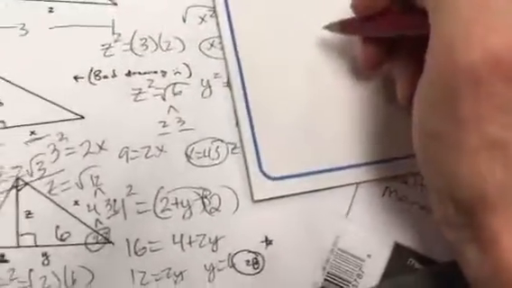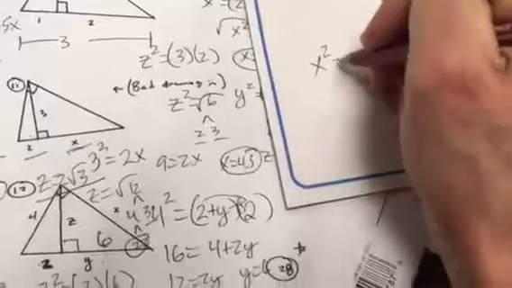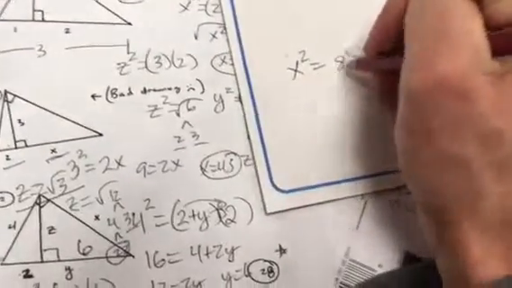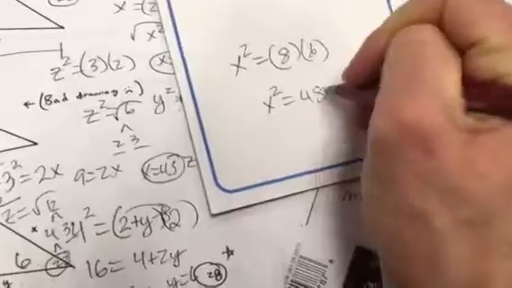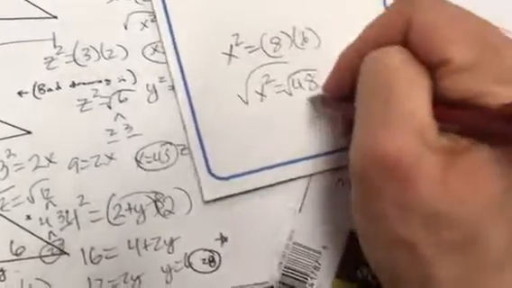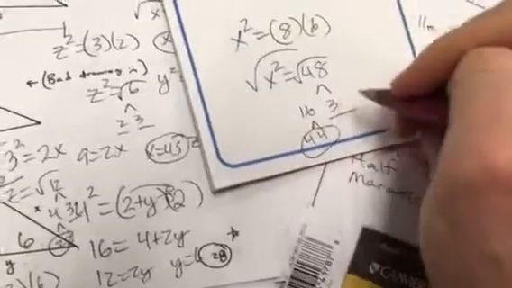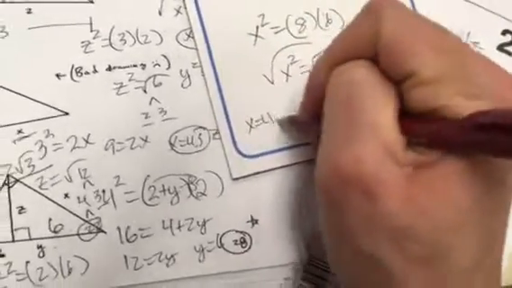We're running out of room here, so let's take a look at x. X is a leg. Leg squared is the whole hypotenuse, 6 plus 2 is 8, times the part that touches that leg. 6 touches that leg. All right, so x squared is 48. Take the square root of 48. I'm going to cheat here. 16 and 3. 16 is 4 and 4. I know that's not prime, but there's your pair. 4 root 3. All right, 4 root 3 is your answer.